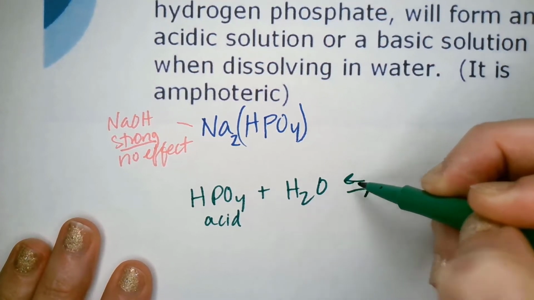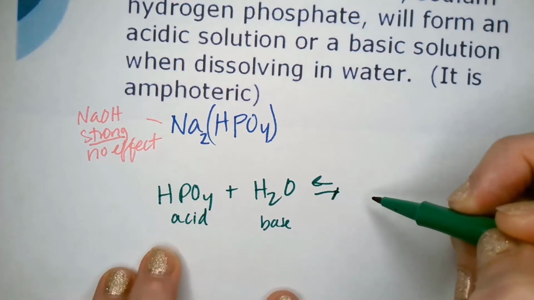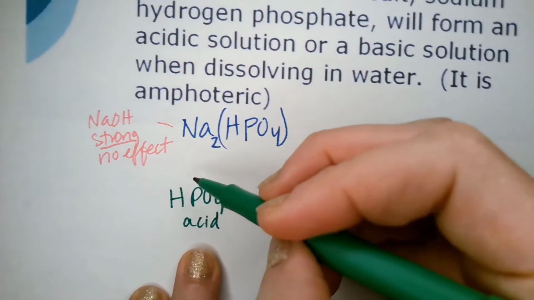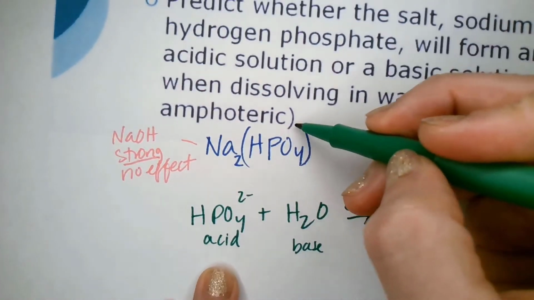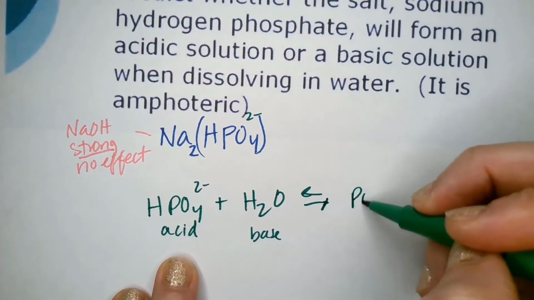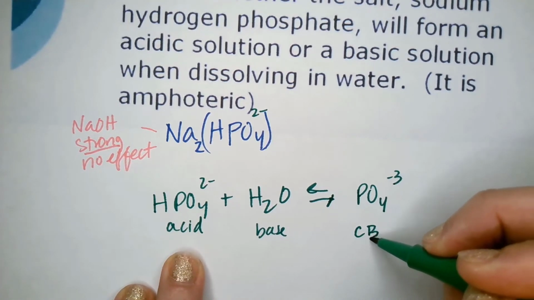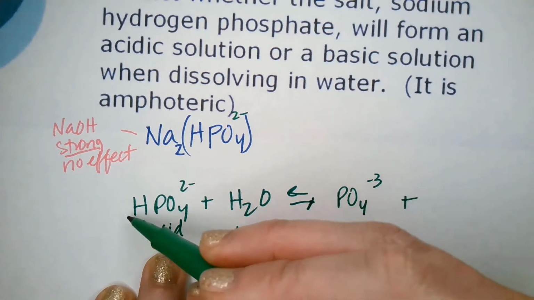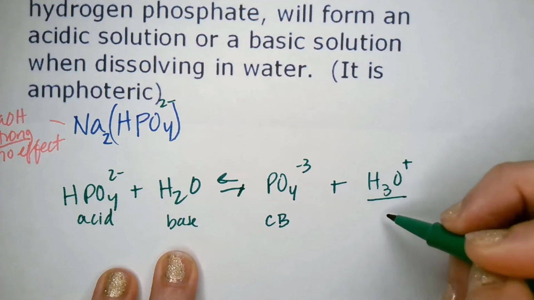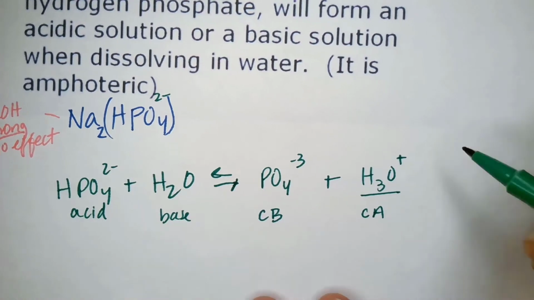So let's say we undergo hydrolysis. So therefore, this water is acting as a base. So when it undergoes hydrolysis, my acid is going to donate its proton. And this is a 2 minus, by the way. Here we go. So it donates that proton. So I'm left with PO4 3 minus, which is our phosphate. So this is our conjugate base. And so if it donated that proton, I'm left with H3O plus, acid, right? Good.